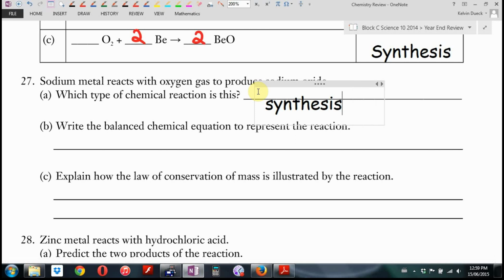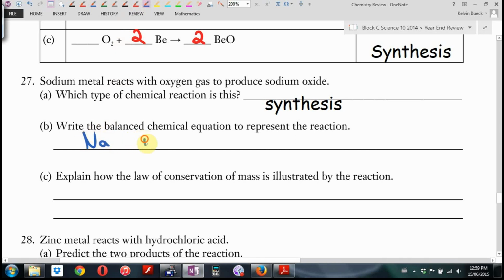Write a balanced chemical equation. Okay. Sodium. Can I tell you guys a joke about sodium? Nah. Okay. Plus oxygen. Why is that wrong? Okay.